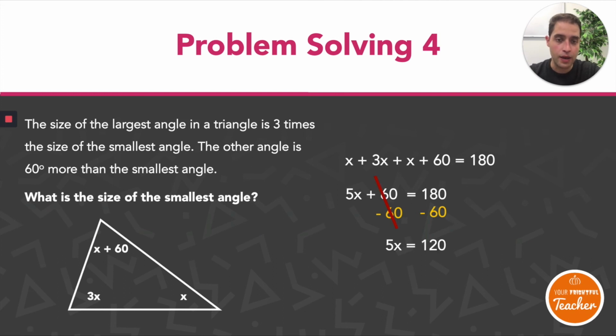It cancels it out. Now I know 5x equals 120. But what is x? I need to divide it by 5. I need to do the opposite, saying 5 times x is 120. So I need to divide it by 5 to find out what 1x is, or x is. There we go. So x equals 24. So what is the size of the smallest angle? Well, it's x. The smallest angle is 24 degrees.